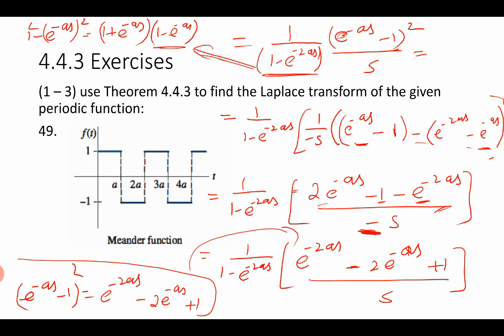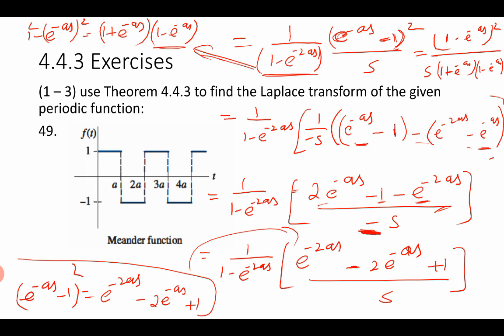So what's the next step? I am writing, instead of (e^(-s) - 1) whole square, since square is there, I change this term into (1 - e^(-s)) whole square. The denominator will be s times (1 + e^(-s)) and (1 - e^(-s)).